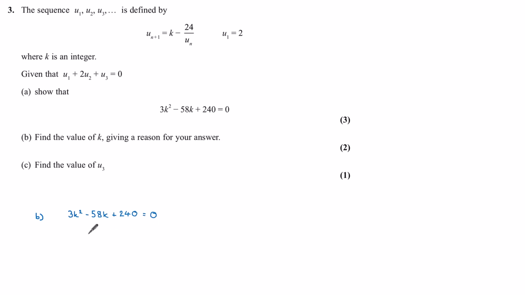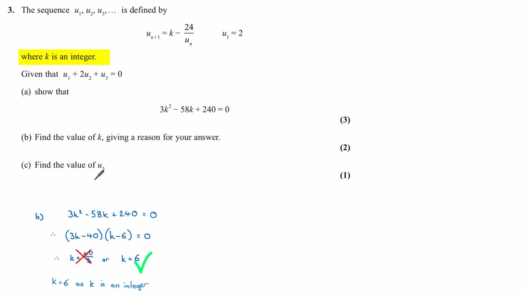We may also choose to factorize, and indeed this one does factorize. 3k squared minus 58k plus 240 can be written as 3k minus 40 and k minus 6 is equal to 0. Solving each of these factors equal to 0 would give us a k value of 40 over 3, or a value of k is equal to 6. Now, if we go back up to the start of our question, where k is an integer, 40 over 3 is not an integer, and so k is equal to 6, as 6 is an integer.